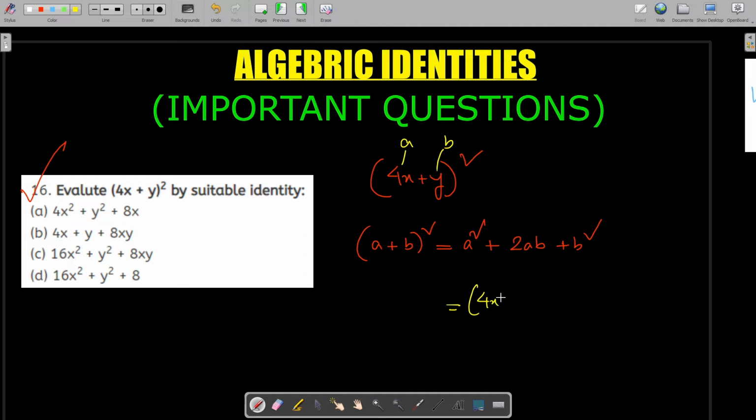So a square will be what? (4x) whole square. We have plus 2 into a into b. A is 4x, b is y. Plus we have b square, which is y square. So the answer is 16x square plus 2 fours are 8xy plus y square. So the correct answer will be option C, 16x square plus y square plus 8xy.